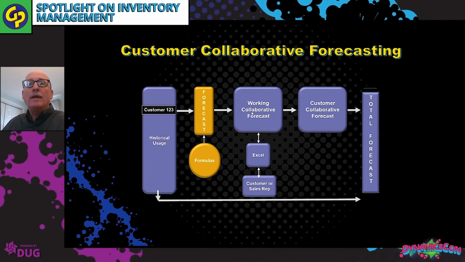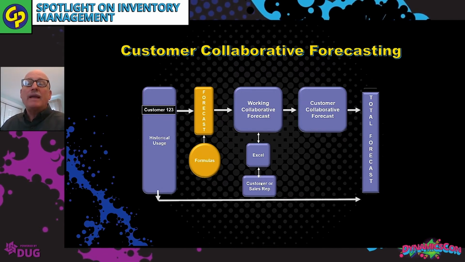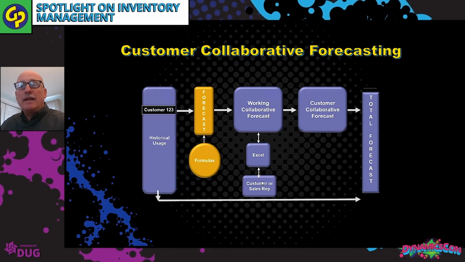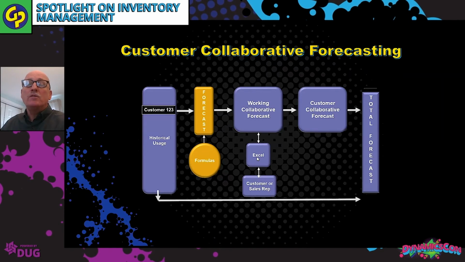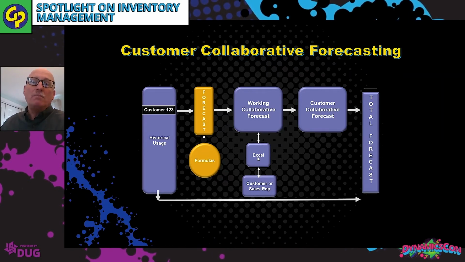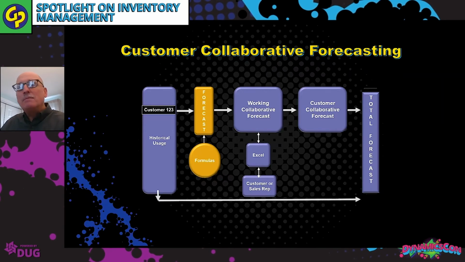We're going to bring it to a working collaborative forecast, bring it to Excel, and then in Excel, we're going to share that with our customer or our sales representative and ask them three things. We're going to show him, here's what our forecast is. And then we're going to show him, this is what you bought or we sold to you for the same month last year. And thirdly, most importantly, we're going to share with that customer, here's the forecast that you gave us last month. We're going to ask an important question.